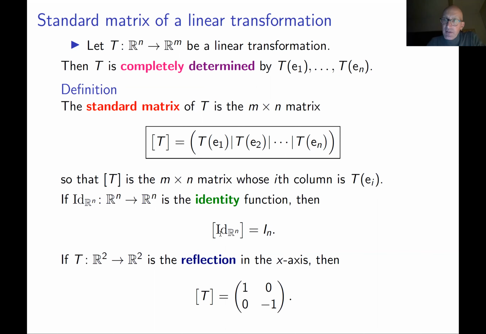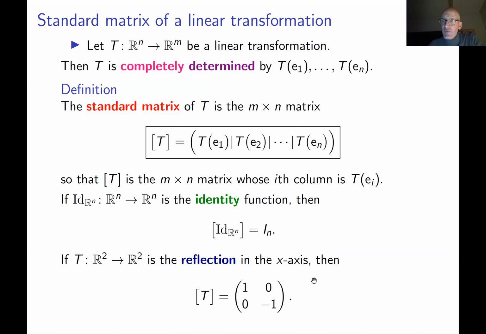Okay, let's consider another example. We take a reflection in the x-axis. So in coordinates, if you have vector (x, y), it is mapped to the vector (x, -y). Okay, so how to find its standard matrix? Very simple. You just take the first basis vector e1, (1, 0), and it is mapped by definition to the vector (1, -0). But of course, this is the same as (1, 0). So you put it as the first column.